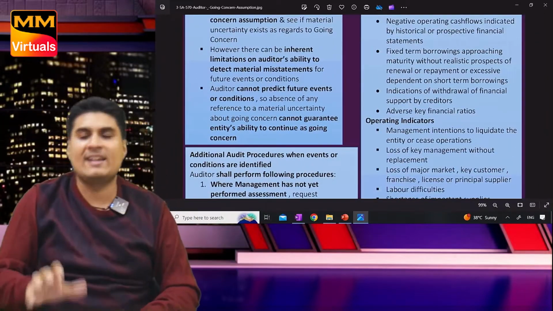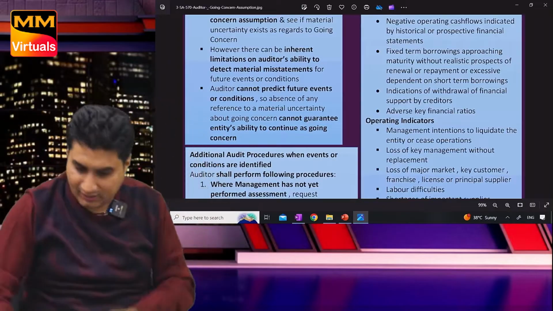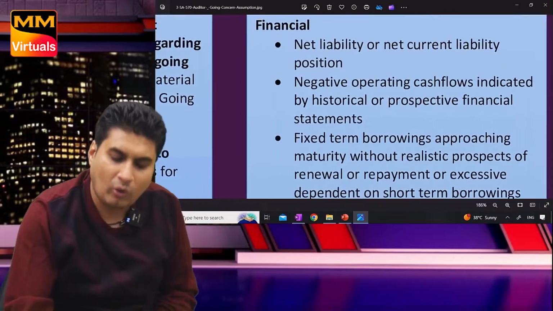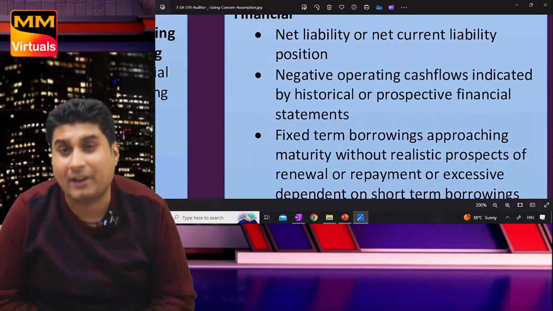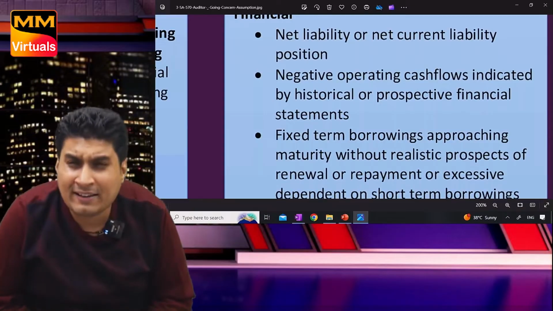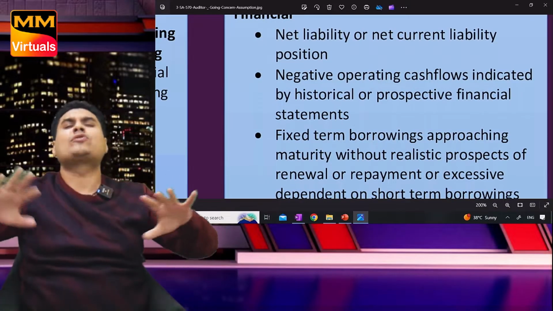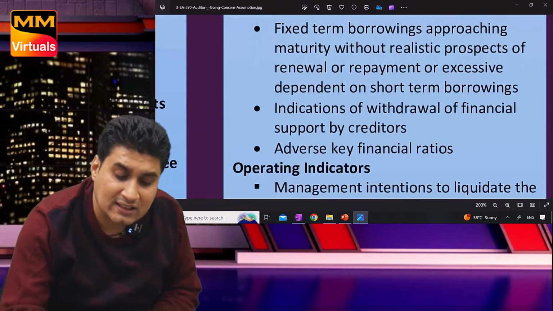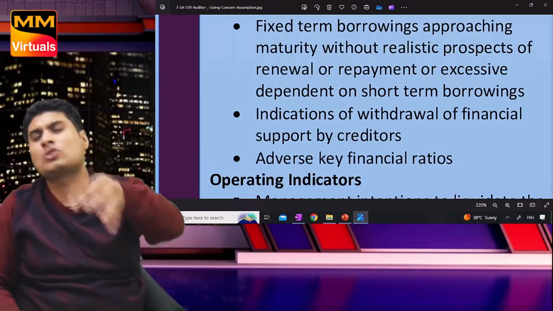When there are indicators. How many indicators are there? Three: financial, operating, other. What is a financial indicator? Net liability or net current liability. When liability is greater than assets, it's an indicator. Negative operating cash flows. Fixed term borrowing approaching maturity without realistic chance of repayment.